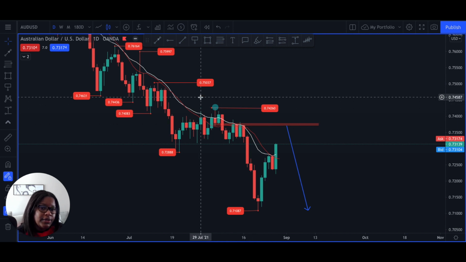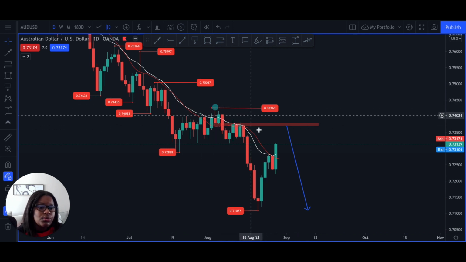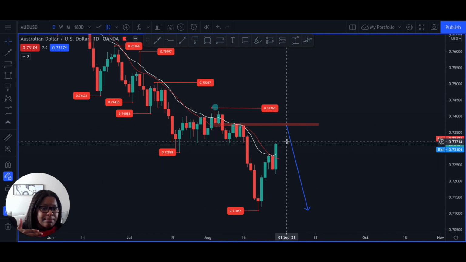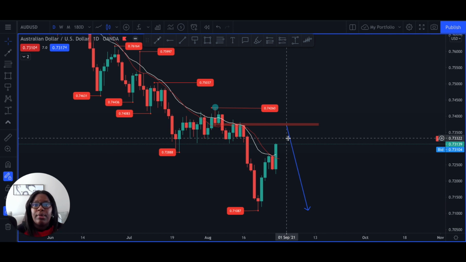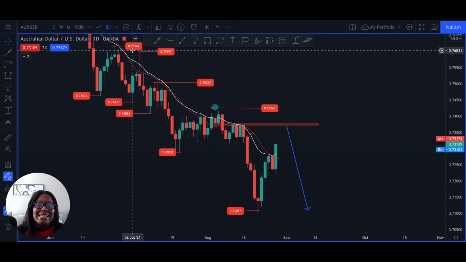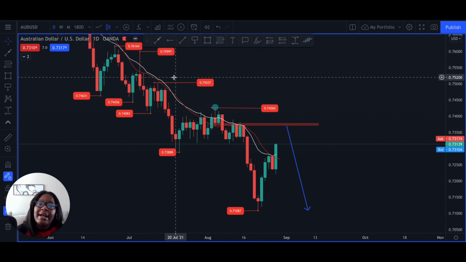Now, if you guys look at 0.74260, we can see that price is pulling back towards that number. We do not want price to touch that number. We do not want price to go back above that number, just like it didn't do in the last 3 price notes tools.